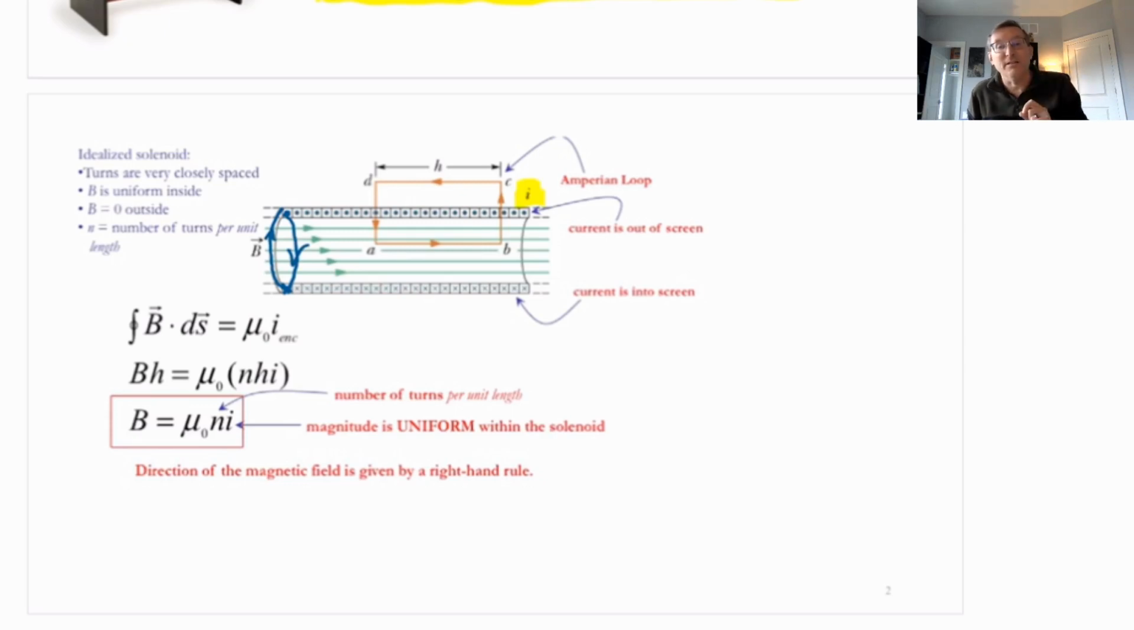In that idealized solenoid, where the turns of the windings are butted right up against each other with no gaps, the magnetic field inside is completely uniform, and by that special right-hand rule to the right, and the magnetic field outside is zero. Okay? All right, so let's highlight that for the idealized solenoid. The turns are very closely spaced. The magnetic field is uniform in the interior of the solenoid. If you think of it as a tunnel, when you're inside the tunnel, the magnetic field is zero outside.